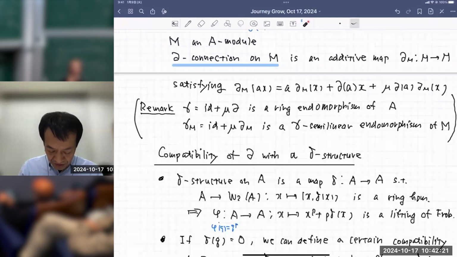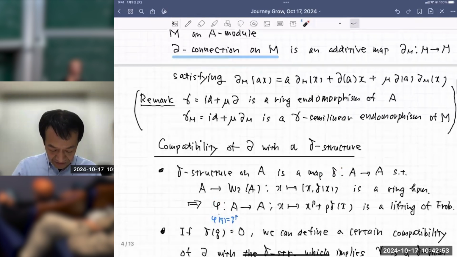If A is p-torsion free, then there's a one-to-one correspondence between the lifting of Frobenius and the delta structure. You can recover delta from phi just by taking the difference between phi of x and the p-th power of x, and dividing by p. But in general, of course, we cannot recover delta from phi.